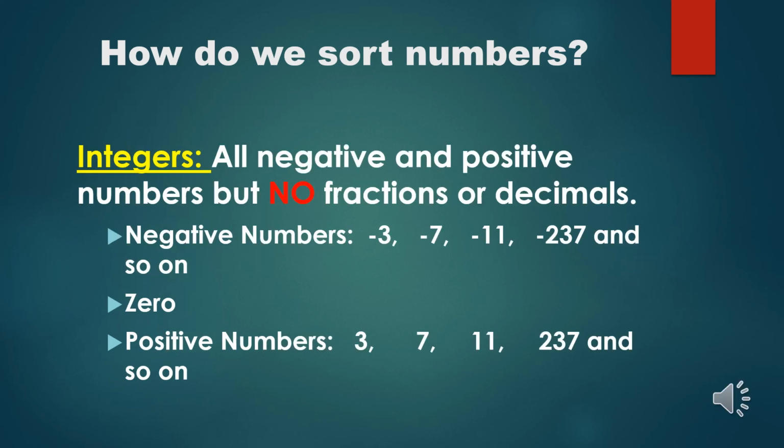The next category of real numbers to look at is called integers. Integers include all negative and positive numbers. They include 0, but no fractions or decimals. Integers are negative numbers, -3, -11, and so on, 0, and all positive numbers, 3, 7, 11, and so on. But remember, if it is a fraction or a decimal, it cannot be called an integer.